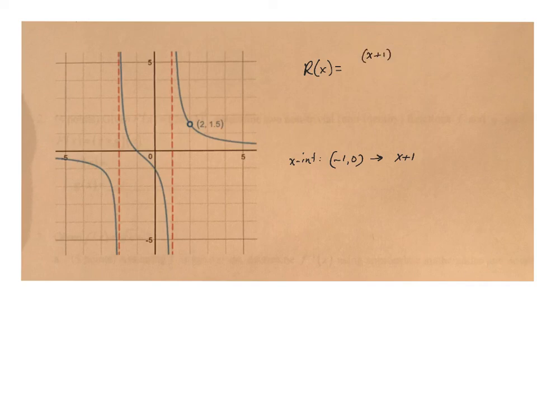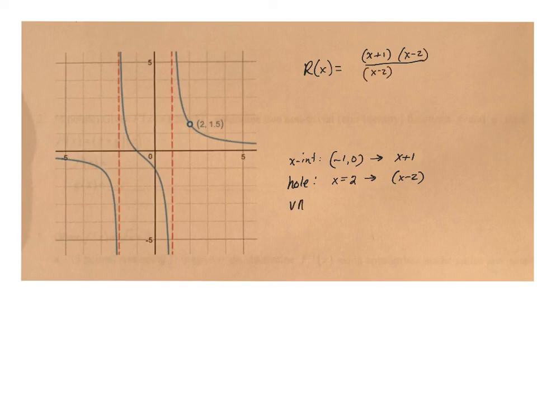That's the only x-intercept. I have a hole at (2, 1.5). So there's a hole at x equals 2. What that tells me is that there's a common factor of x minus 2 in the numerator and in the denominator. I'll add that to my information, (x minus 2) over (x minus 2).